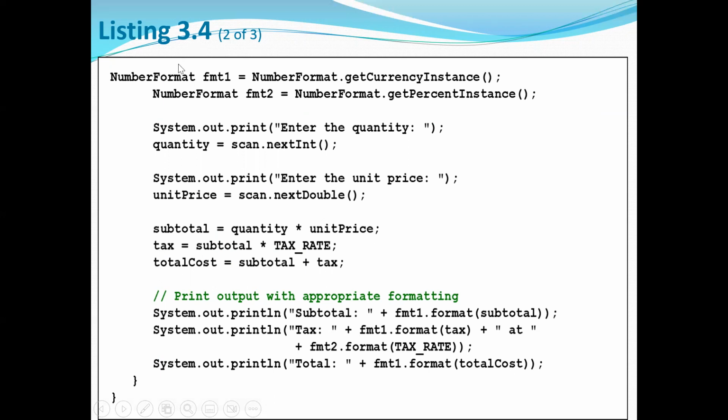Now, the whole goal, what we are learning in these two examples, is how we can use the NumberFormat class and its static methods, getCurrencyInstance or getPercentInstance. So we create the objects first, FMT1, FMT2. Then anytime we want to print any data, we can just call the format method. First, we need to have the object dot format, then whatever variable we are formatting or the content.